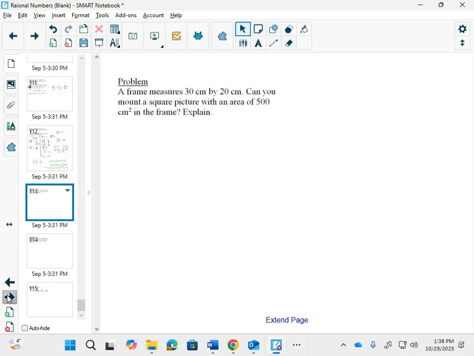Okay, we've got 2 more questions. A frame measures 30 centimeters.